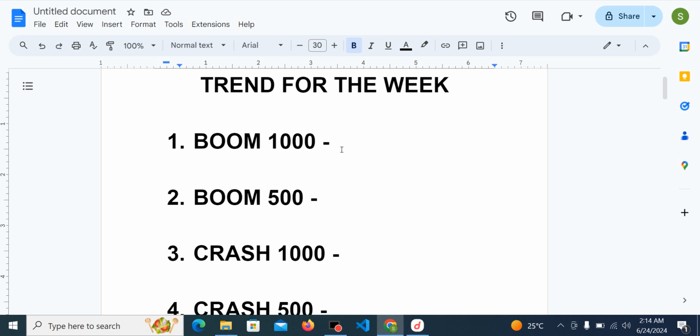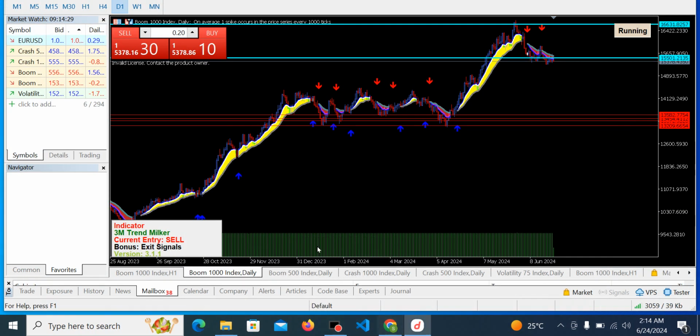Let's go straight into what we have right here, starting with Boom 1000. I'm checking this out from the daily time frame. This started an uptrend several weeks ago, right from here you can see the yellow flag. It kept on going up. When it got to this resistance zone, it was unable to break out at the initial stage, but later on it was ranging within this resistance zone and this support zone. At the end of the day it broke out above it somewhere here, and got to a new resistance zone.